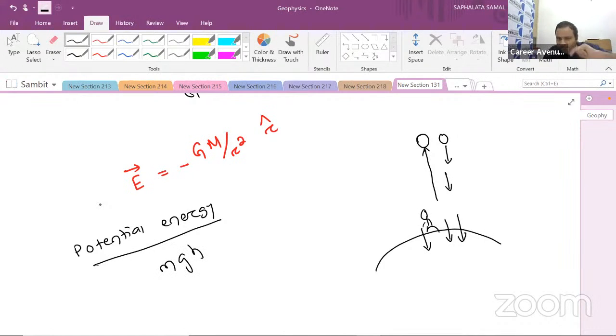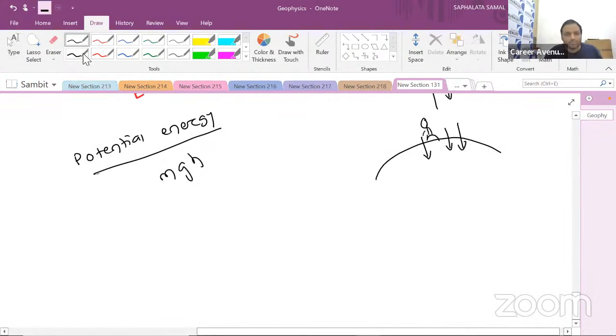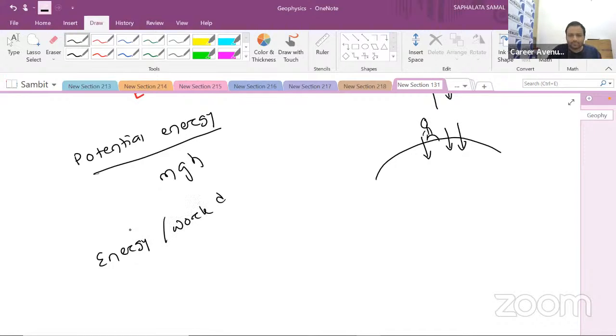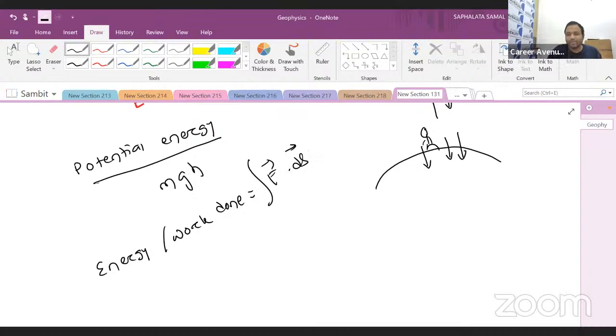We can also derive the potential energy from Newton's law. Basically, energy is equal to work done. We can say work done is basically the integration of F dot ds. We know this dot multiplication: suppose we have two vector quantities, v1 dot v2, the dot multiplication will produce v1 v2 cos theta, isn't it? This is the dot multiplication.